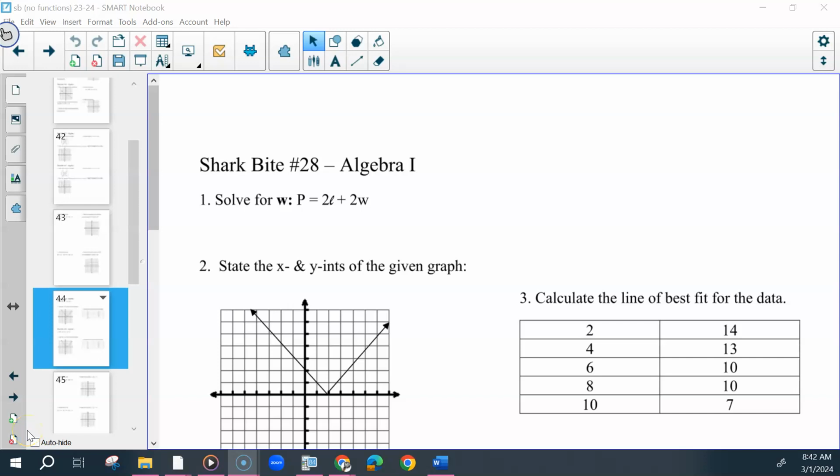Which questions do we want to see, go over, or have questions about? The ones I'm seeing the most are 1, 2, and 3, so we'll do these.